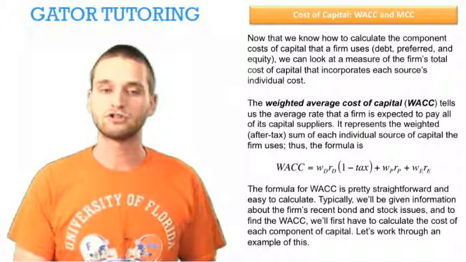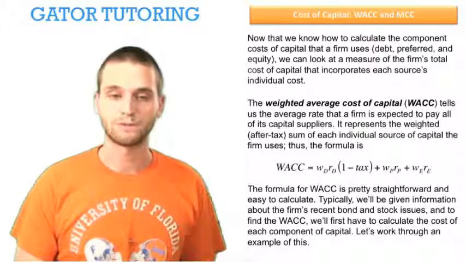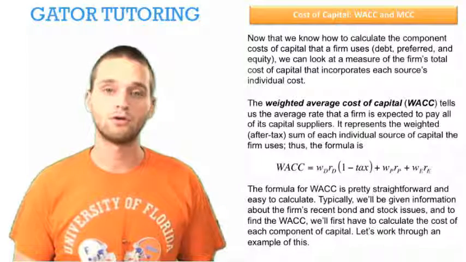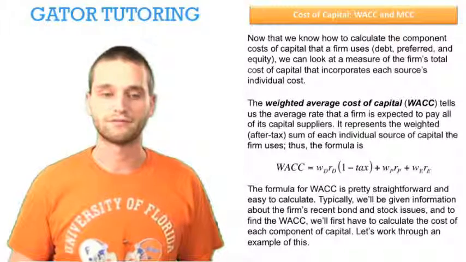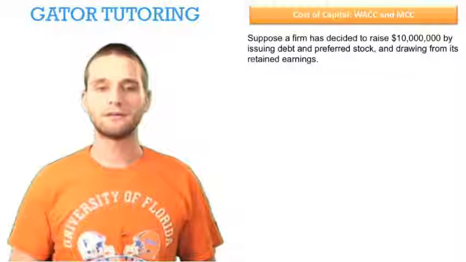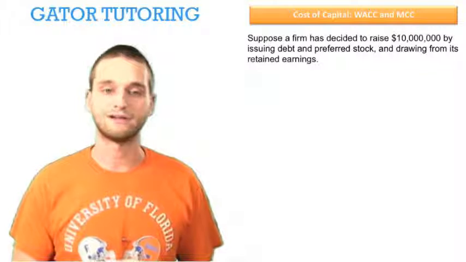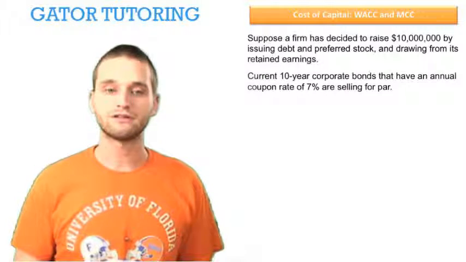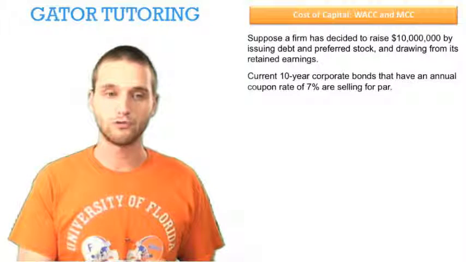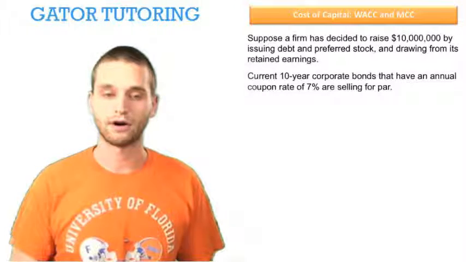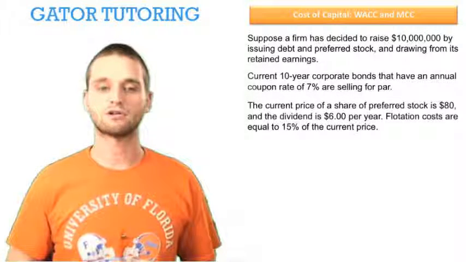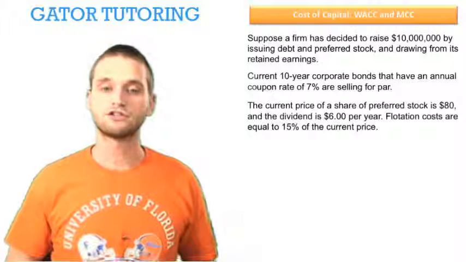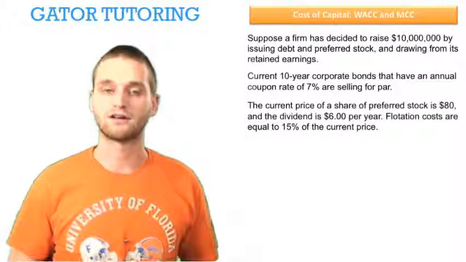Typically, we'll be given information about the firm's recent bond and stock issues, and to find the weighted average cost of capital, we'll first have to calculate the cost of each component of capital. Let's work through an example of this. Suppose a firm has decided to raise $10 million by issuing debt and preferred stock and drawing from its retained earnings. Current 10-year corporate bonds that have an annual coupon rate of 7% are selling for par. The current price of a share of preferred stock is $80, and the dividend is $6 per year. Flotation costs are equal to 15% of the current price.